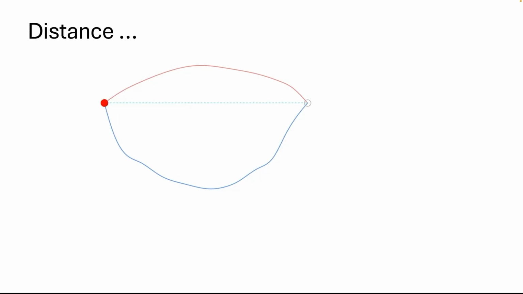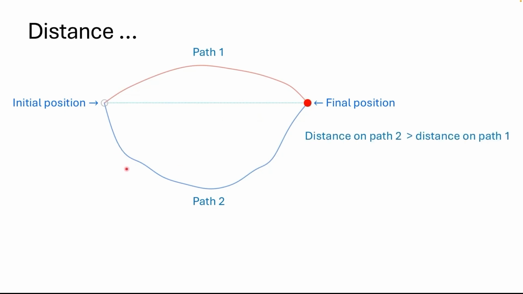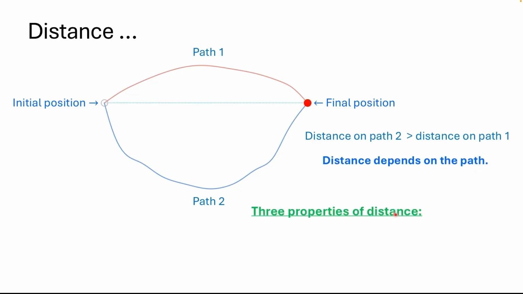To understand that, I am taking an object, and the object needs to go from here to here. There are two paths, path 1 and path 2. The object can take this path, or this path. This is the initial position of the object, and this is its final position. You see that path 2 is longer than path 1. So the distance traveled by the object on path 2 is greater than the distance on path 1. So, distance depends on the path, the longer the path, the greater the distance. So, there are three properties of distance. Distance is a positive number, distance has no direction, and distance depends on the path.